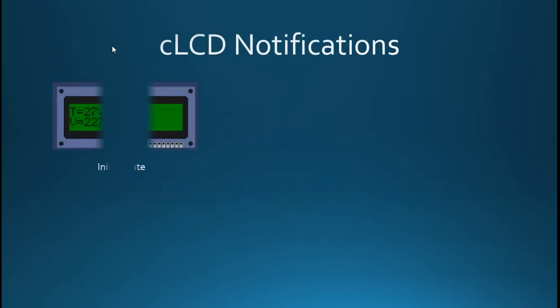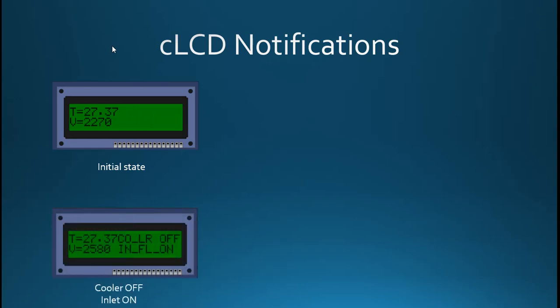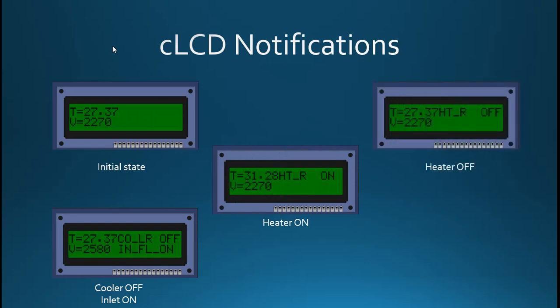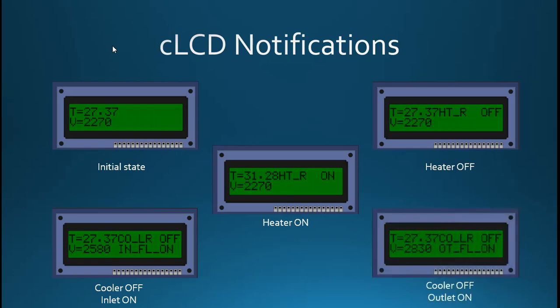CLCD notifications: initial state, temperature, ambient, and volume present in the serial tank. This state is when the cooler is off, as you can clearly see in the LCD, and the inlet is on. This is displayed when the heater is on. When the heater is off, cooler off, and outlet on. Various other combinations can also be generated.